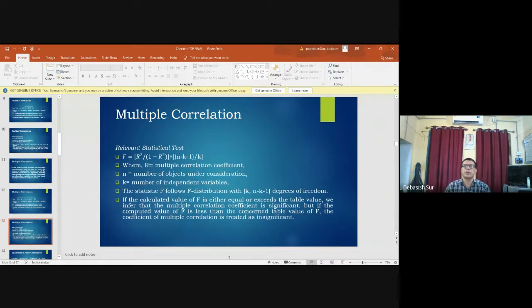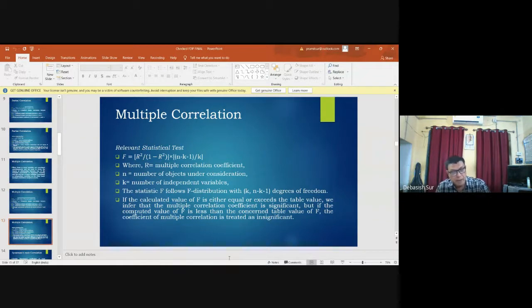Here also we have to examine whether the multiple correlation coefficient is statistically significant or not. In order to examine this, the F test is used. Here F equals r square divided by 1 minus r square, into n minus k minus 1 divided by k, where r is the multiple correlation coefficient, n is the number of objects under consideration, and k is the number of independent variables.